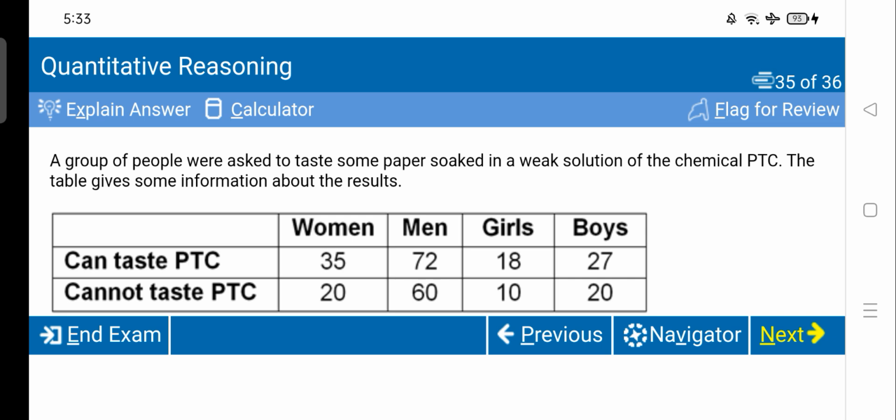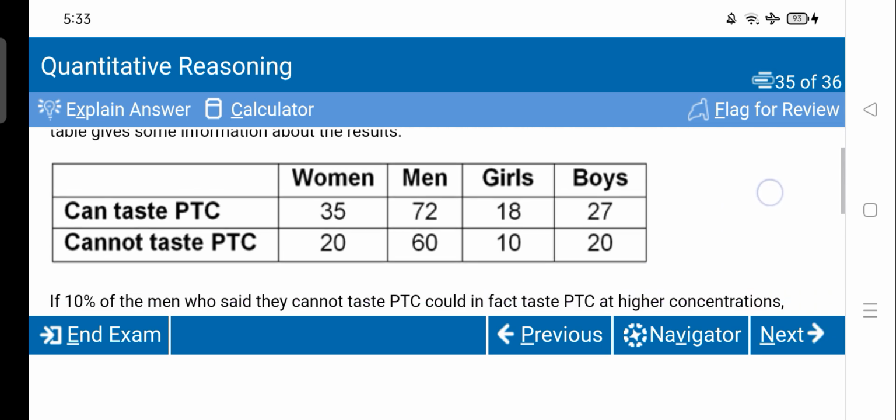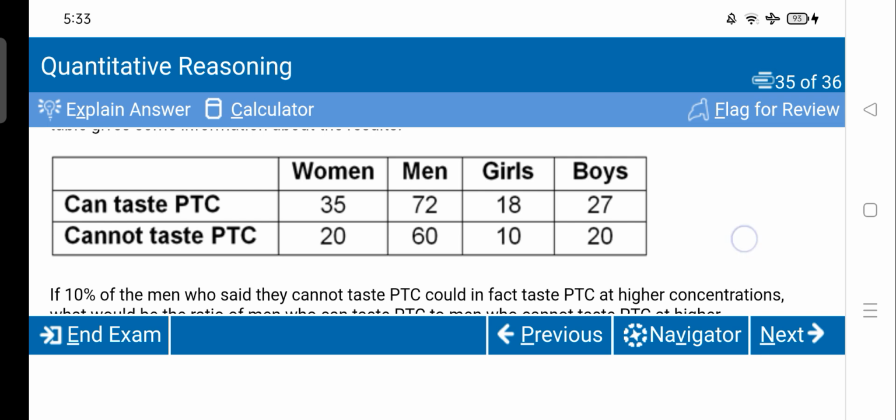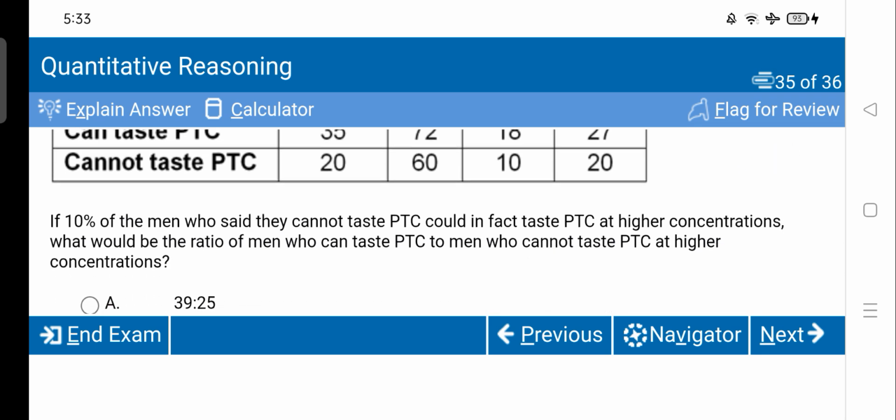Next question, again with the same statement and the same information given in the table. And the question is, if 10% of the men who said they cannot taste PTC could in fact taste PTC at higher concentrations, what would be the ratio of the men who can taste PTC to men who cannot taste PTC at higher concentrations?